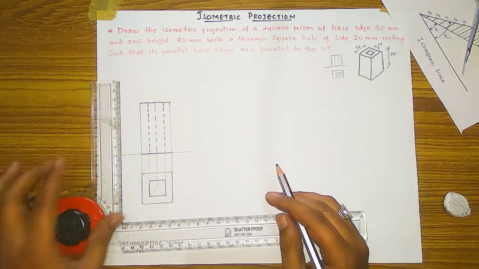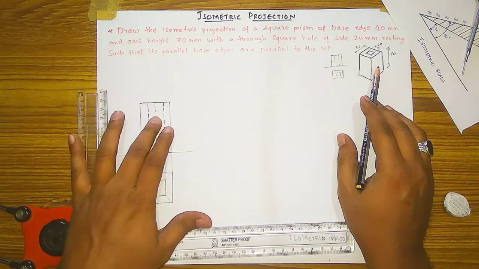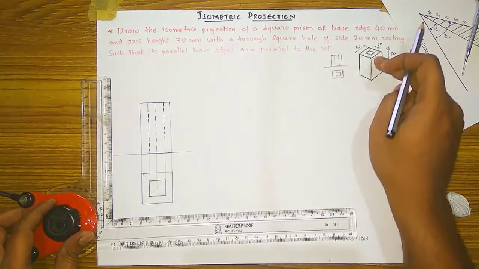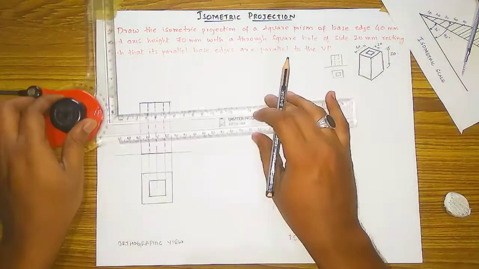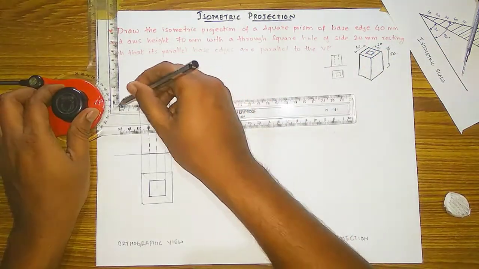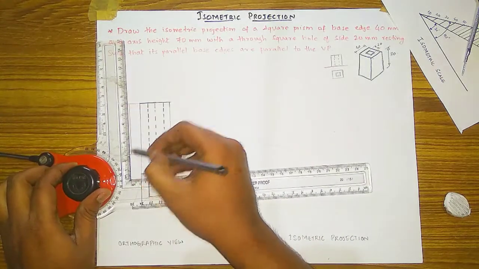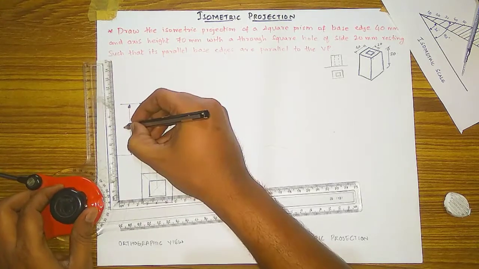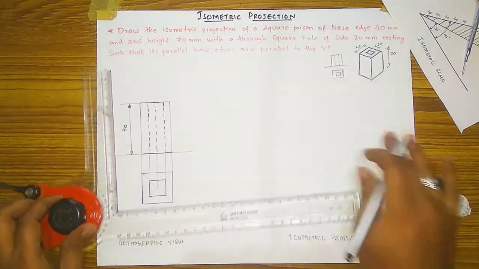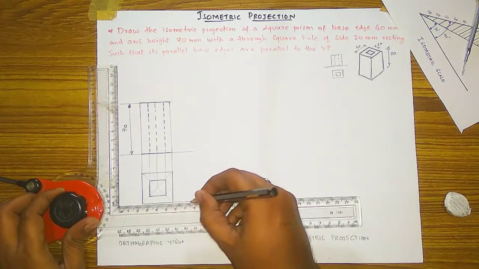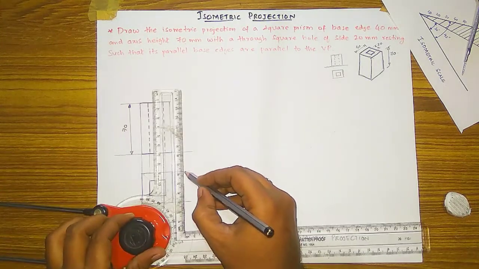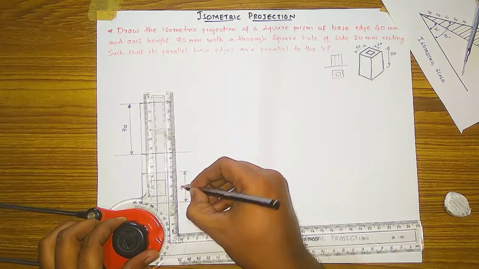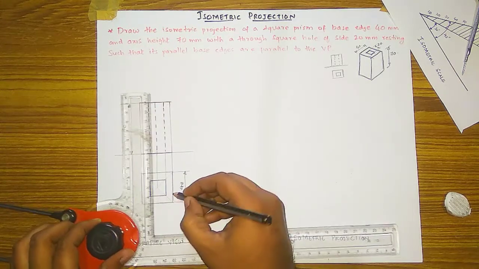Okay, now your front view of the prism is created, and this is the top view. This is the orthographic view of the square prism with a hole cutout. Then after we have to show the axis height of this prism, that is 70 mm, and the side of this square is 40, so show the 40 mm only. This is 40, and this square side is 20 mm.